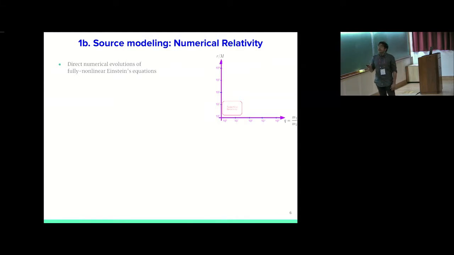Right. So in the strong field regime, we like to perform fully numerical evolutions of Einstein's equations. Because these are expensive, they typically start from about 10 to a few tens of orbits before merger and proceed on to a few cycles after merger, right?